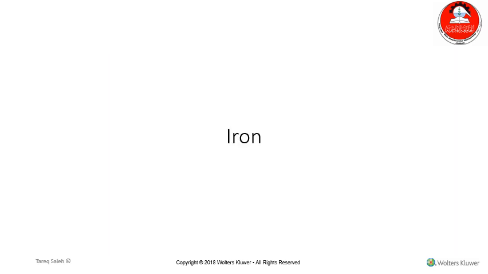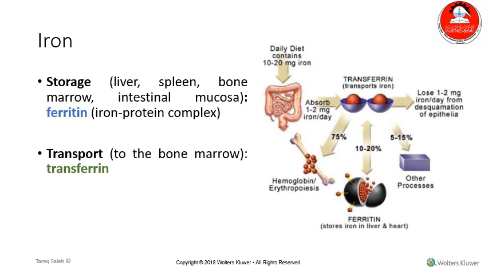Let's start talking about iron. So, iron is mainly obtained through diet. The average amount of iron contained in the diet per day is about 10 to 20 milligrams. This is on average. The iron that you consume through diet is then absorbed from the gastrointestinal tract at a constant rate of about 1 to 2 milligrams of iron per day, which is around 10% of the daily dietary intake.